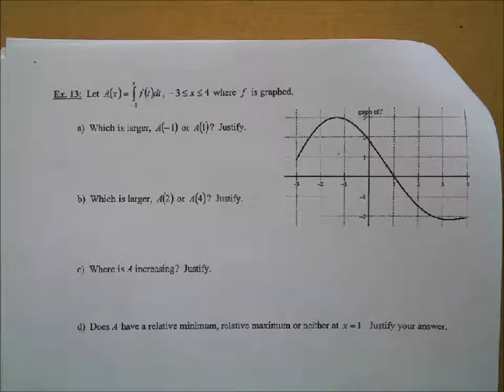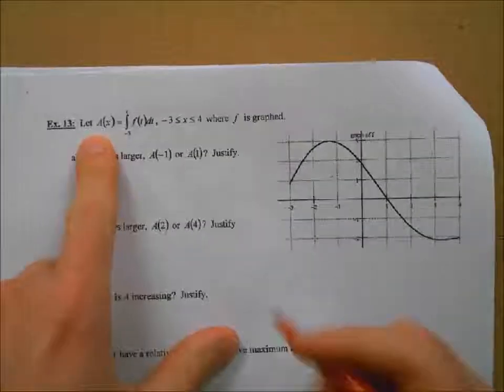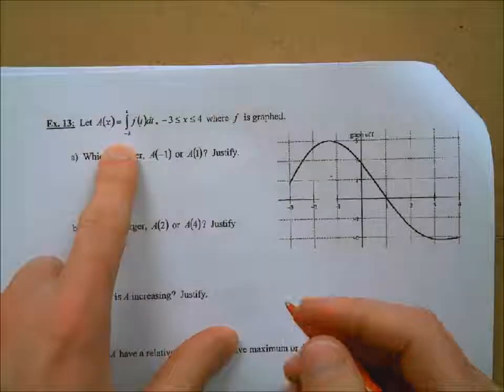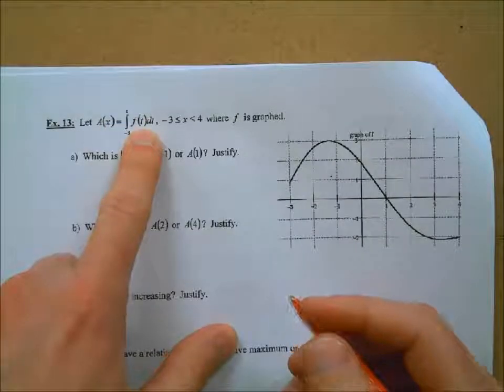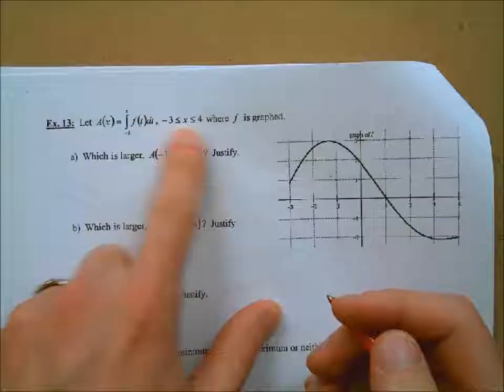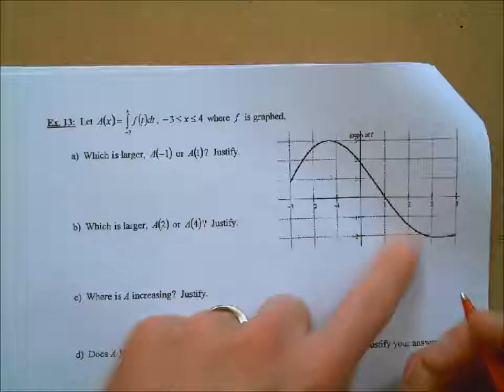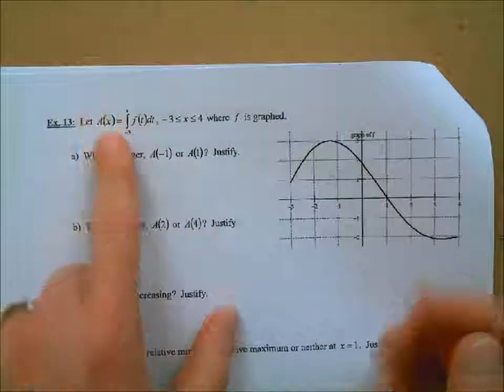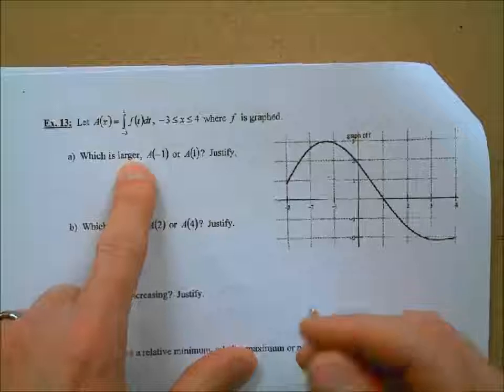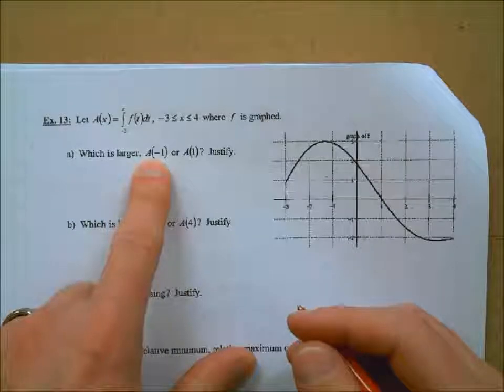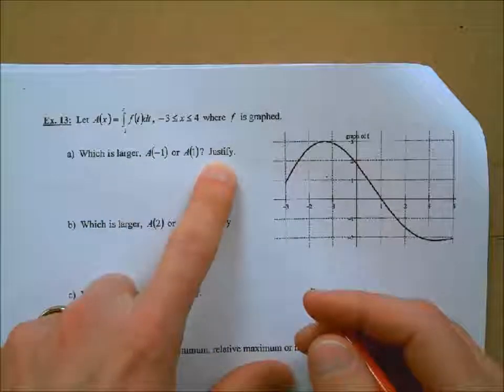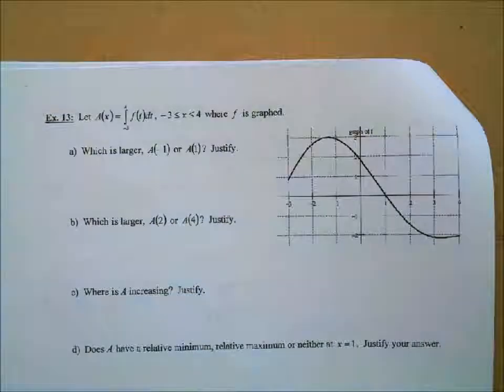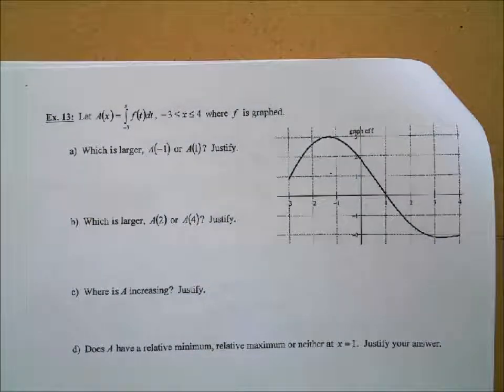Okay, so let capital A of x equal the integral from -3 to x of f of t dt for x between -3 and 4, where f is graphed. So there's lowercase f, and we're trying to talk about capital A. Which is larger, A of -1 or A of 1? Justify. So what do we say is going to be a greater value? A of -1 or A of 1?